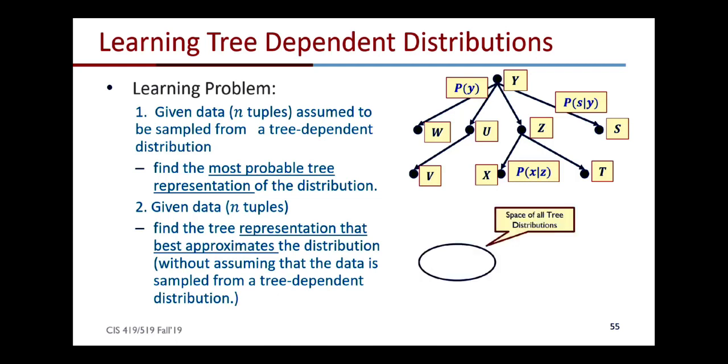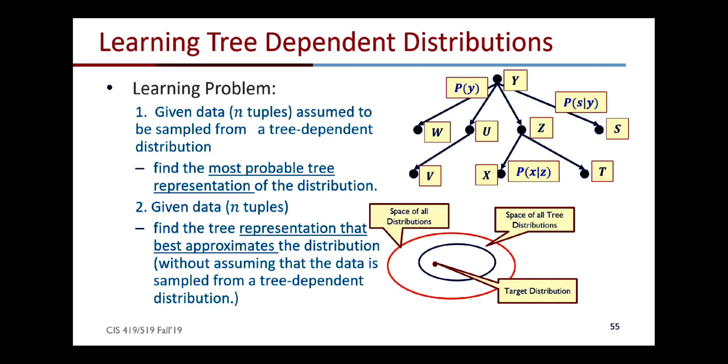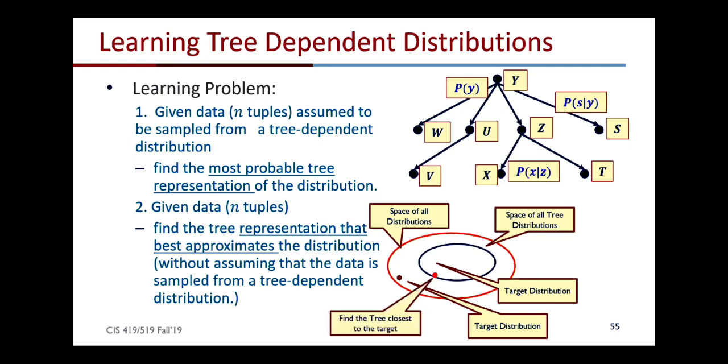So pictorially, you can think about it this way. Let's assume that this is the space of all tree distributions. In the first assumption, I'm assuming that this is the target distribution. It's an element in the space of all tree dependent distributions. In the second case, I'm looking at the space of all distributions, a much larger space, and it's possible that the target distribution is somewhere here, but I'm going to learn an element here, and hopefully the one that is closest to it in this space. That's my goal.